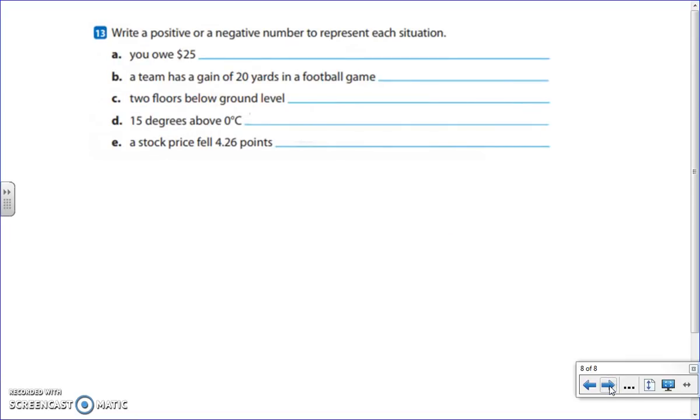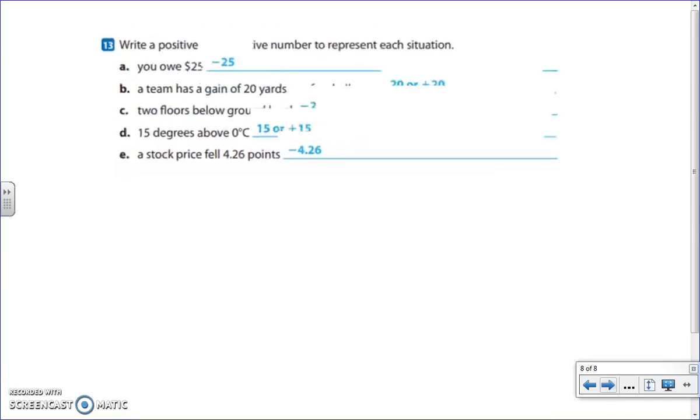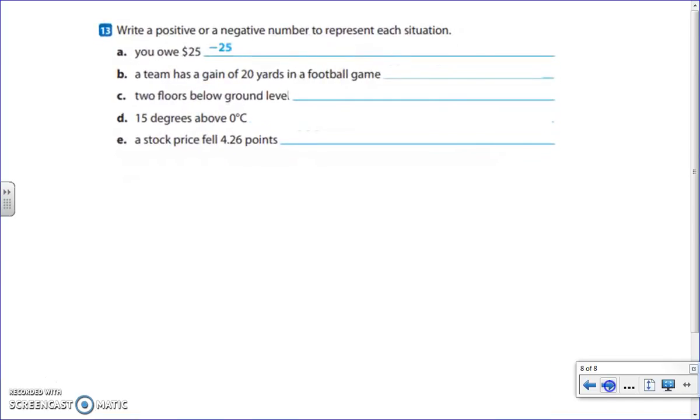It says write a positive or negative number to represent each situation. You owe $25. That means whatever $25 I have, I'm in debt. When you are in debt and you owe people money, it is a negative value. If people owe you money, then you're at a positive value. Or you have extra money, you're at a positive value. So if we owe money, I would say that's negative 25. Because you have spent more money than you have.